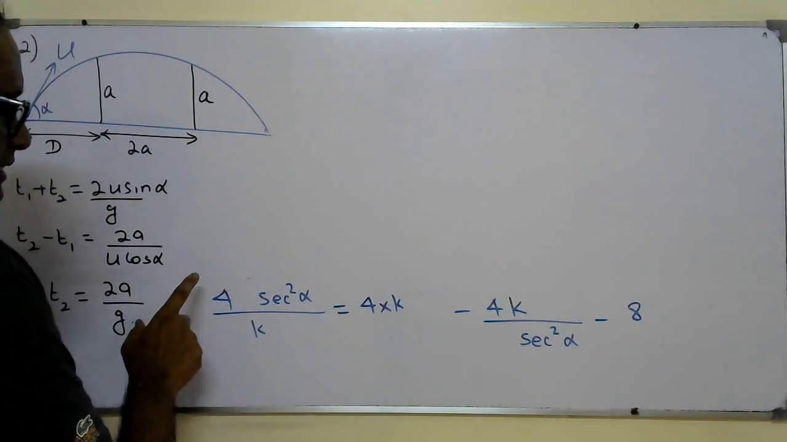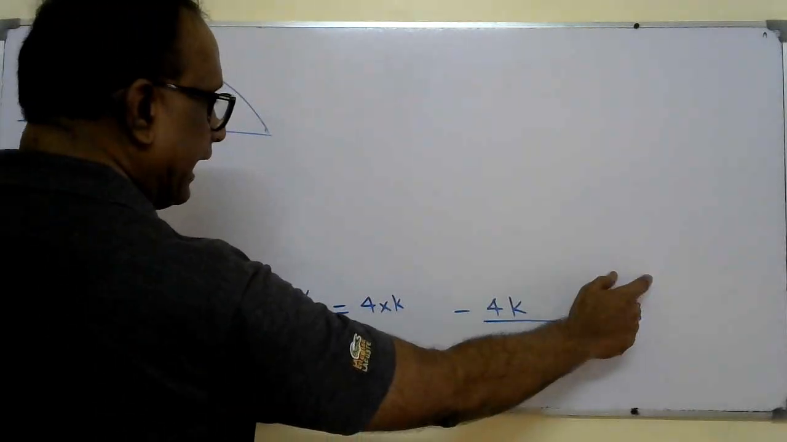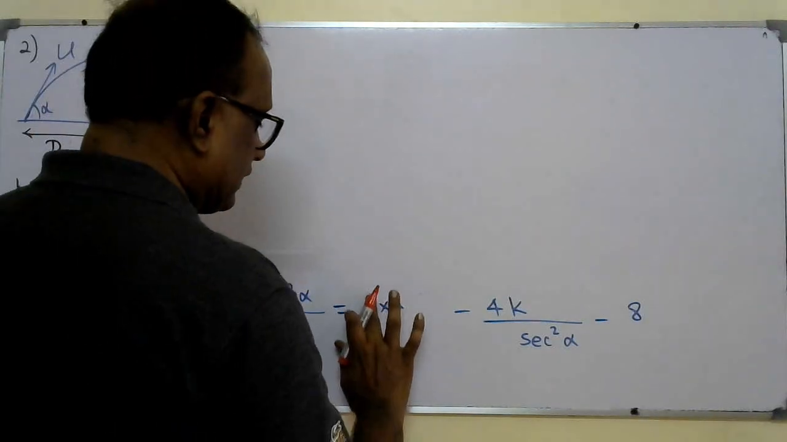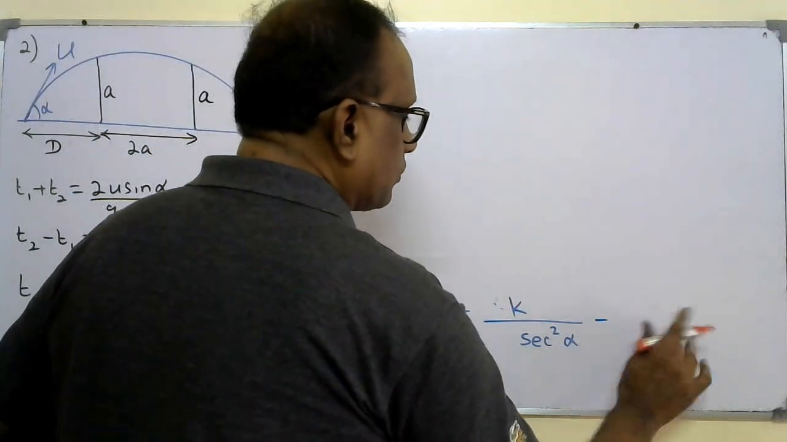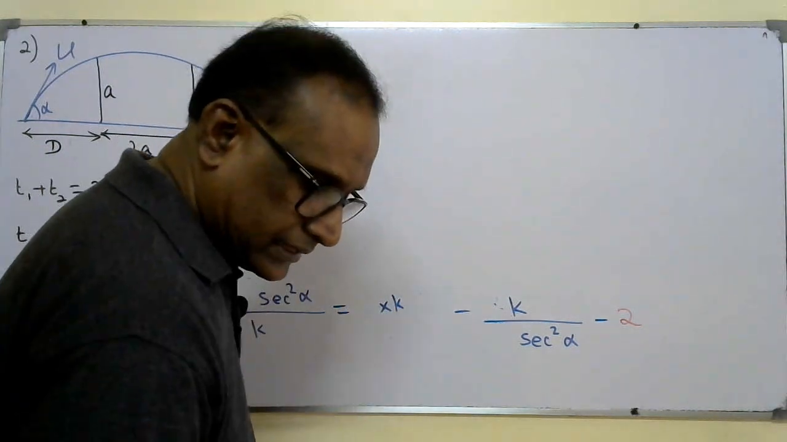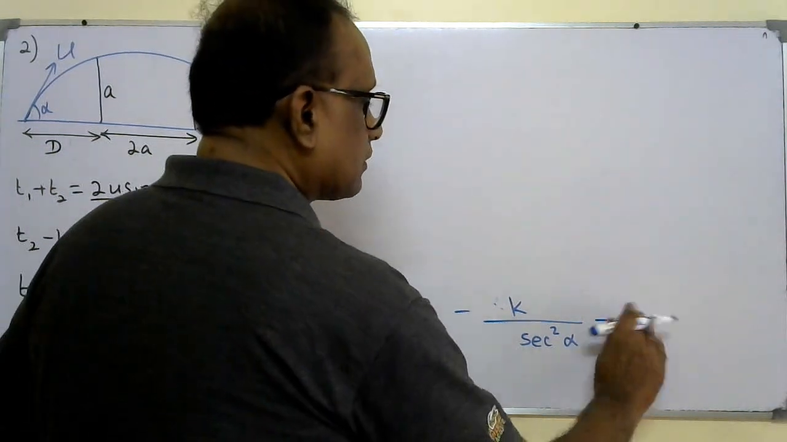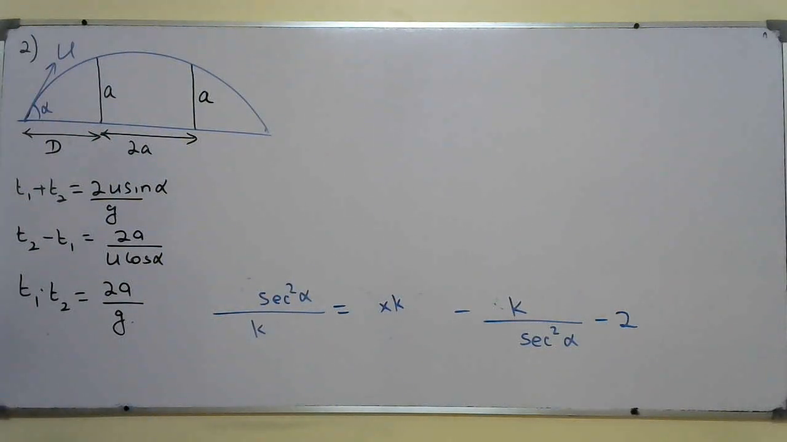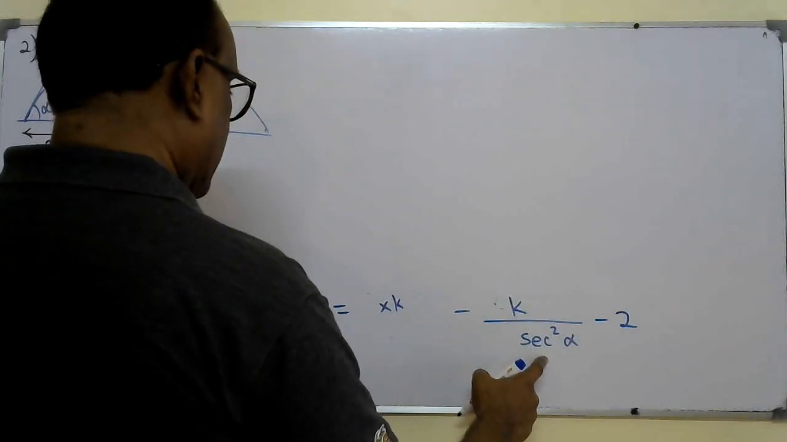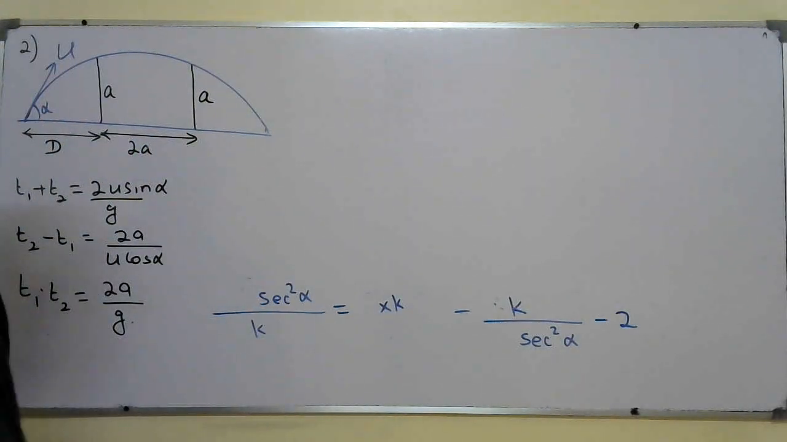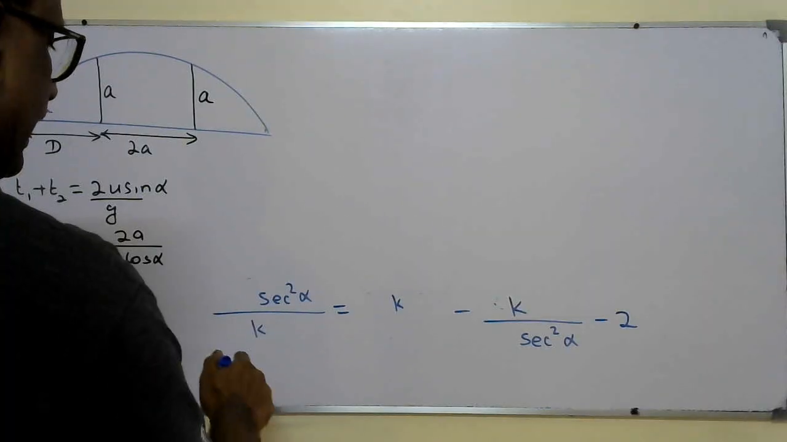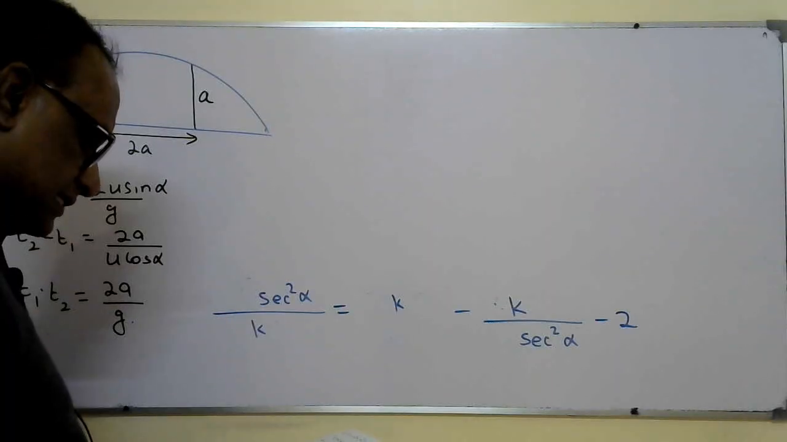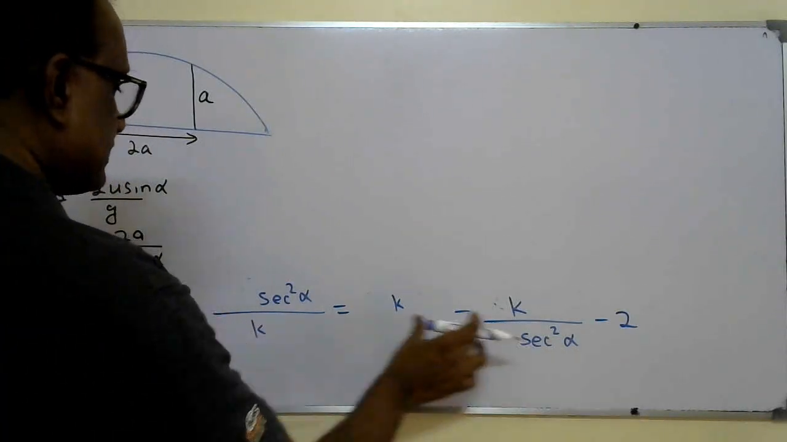Now when you consider the numbers, here 4, 4, 4, so 8 means I can divide the whole thing by this. This will become sec squared, here k, this will become 2. Now we will multiply the whole equation by sec squared alpha, and again k. So it will become sec to the power 4 alpha. It's there, no, in the answer. Yeah, multiply by sec squared alpha.